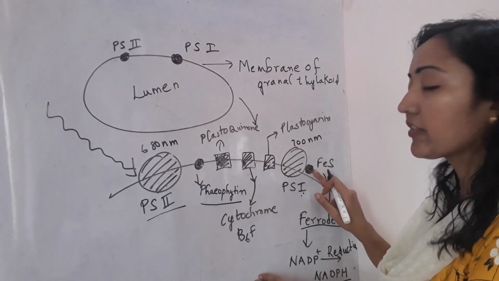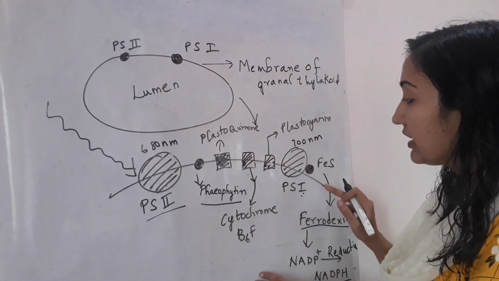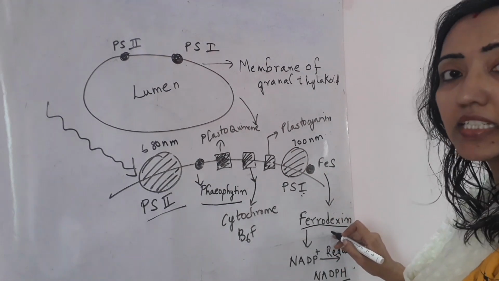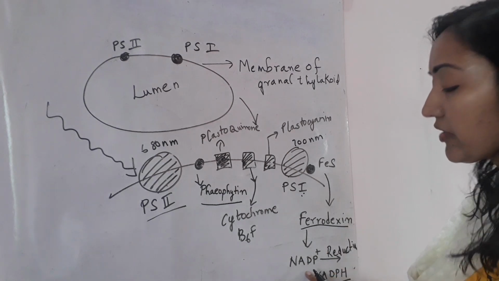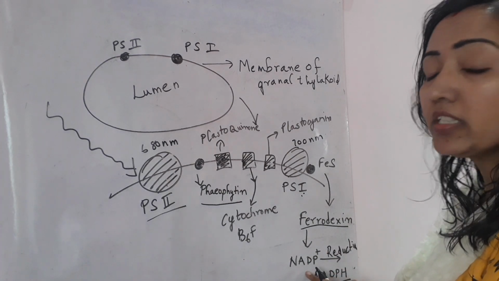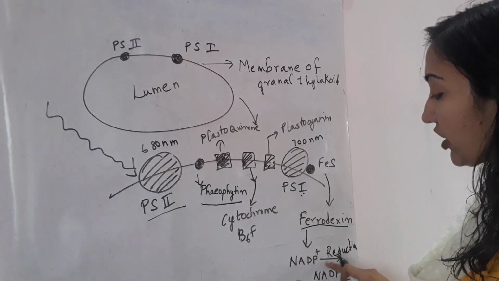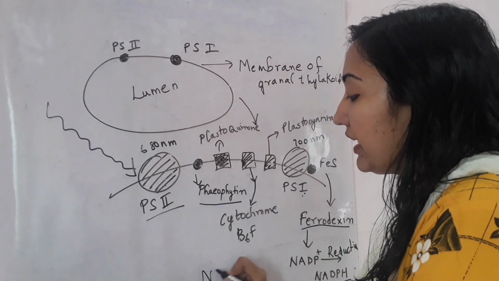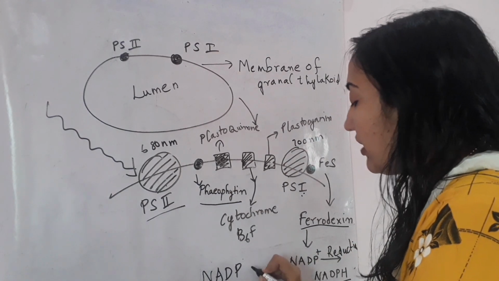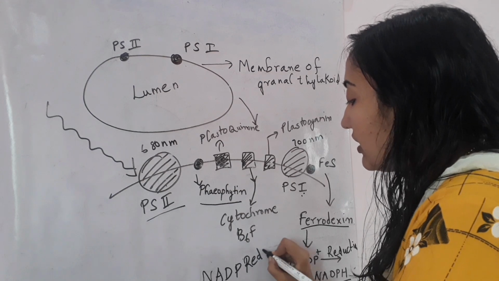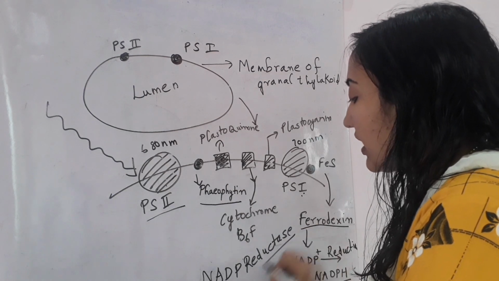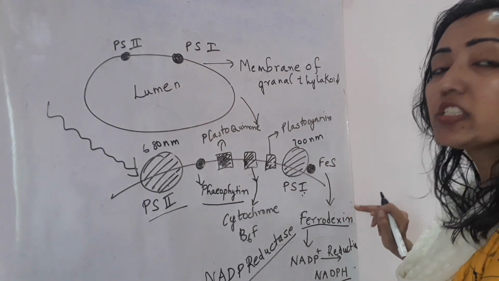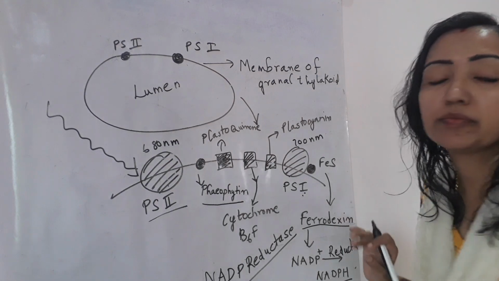PS1 gives its electron to iron sulfide, which is the primary electron acceptor. Iron sulfide gives the electron to ferredoxin, which is a protein. Ferredoxin gives the electron to NADP plus, which is electron deficient, and here this is a reduction reaction. It gets reduced to NADPH, and there is an enzyme called NADP reductase which carries out this reduction reaction. This NADPH is always produced in the stroma.